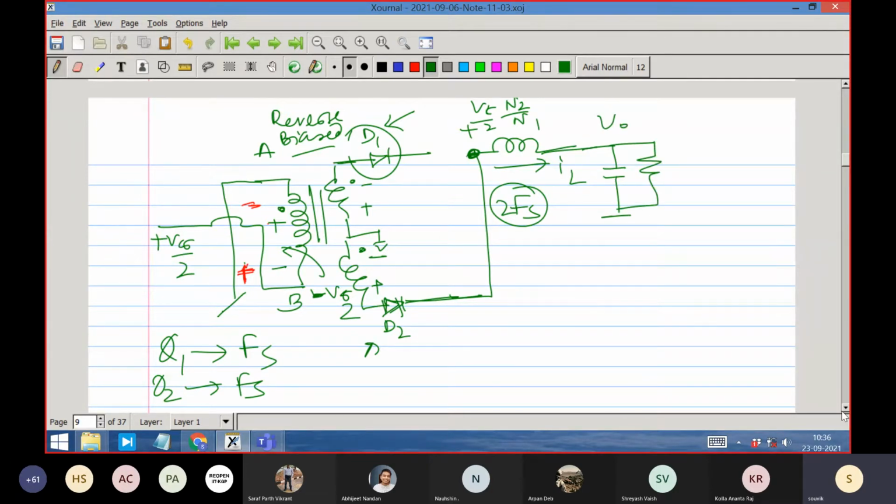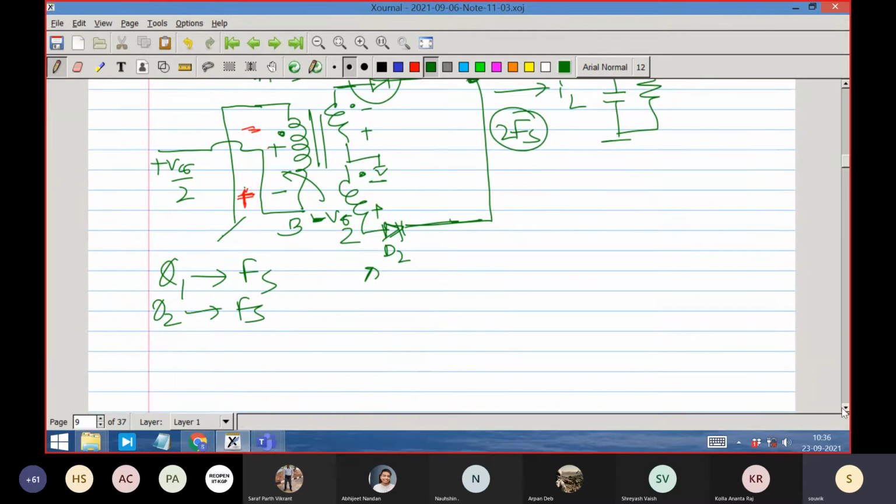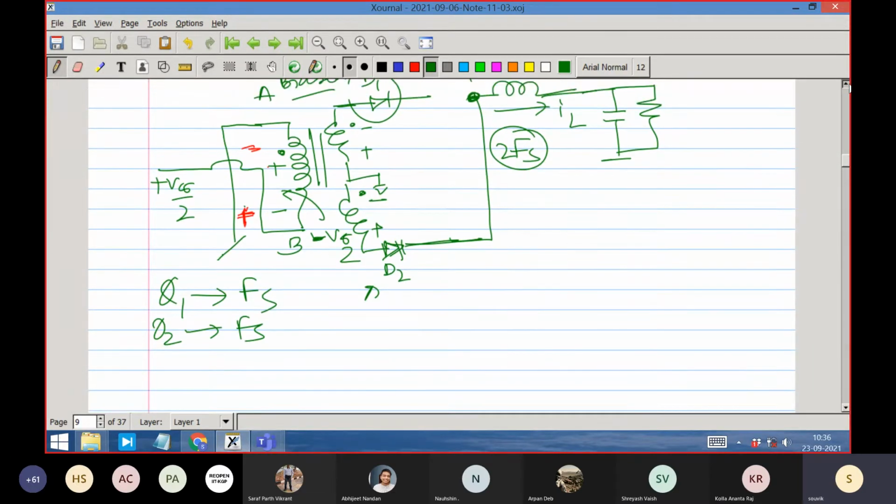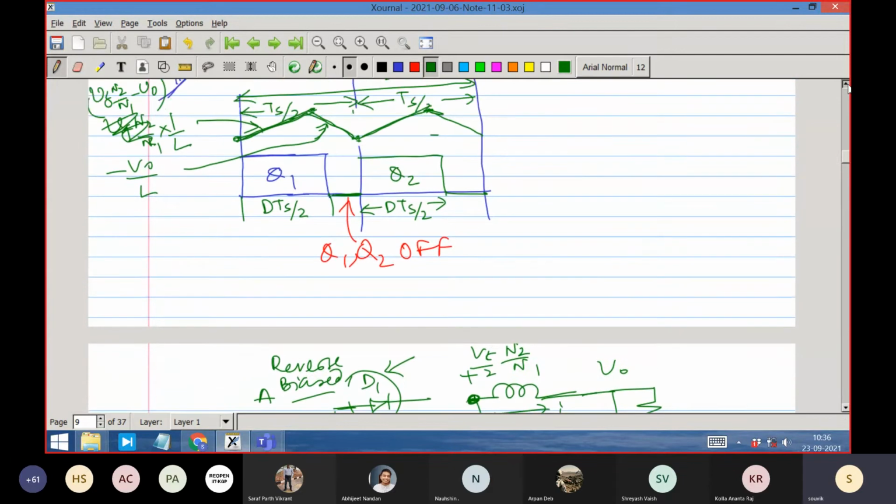And again when both of them are off, because that is the second time it is happening in a cycle. You can see that it is the second time it is happening in a cycle.